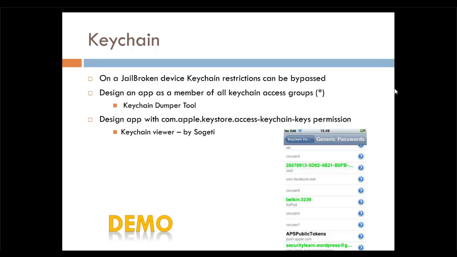On a jailbroken device, these restrictions can be easily bypassed. We can design an application which is a member of all the keychain groups, and once we run the application, it fetches all the entries from the keychain. There are a couple of tools available in the market: keychain dumper and keychain viewer. We'll take a look at the keychain viewer. How does it look?